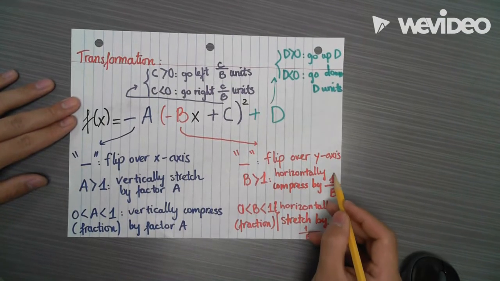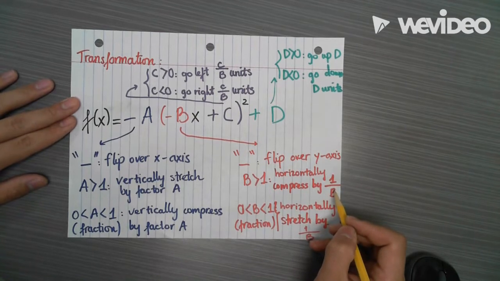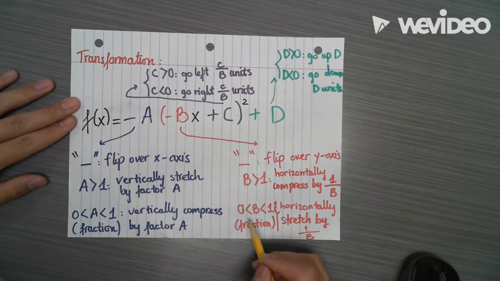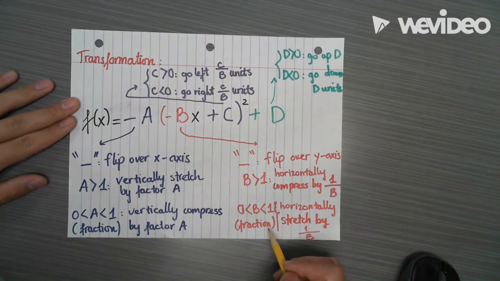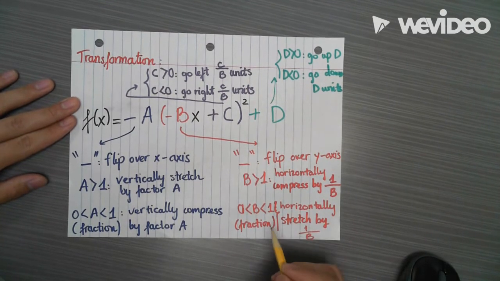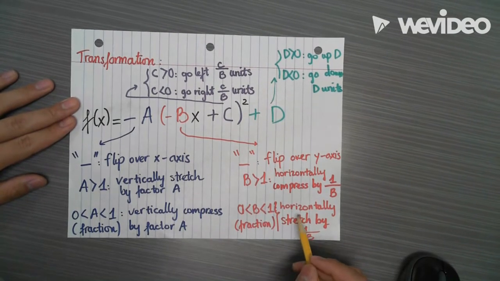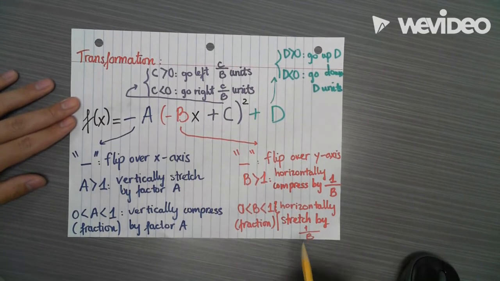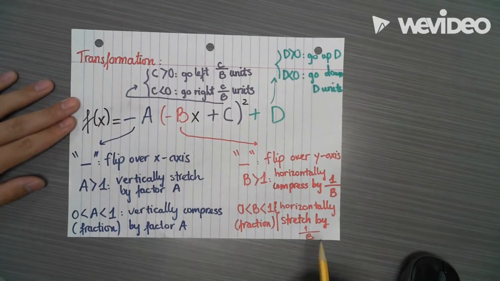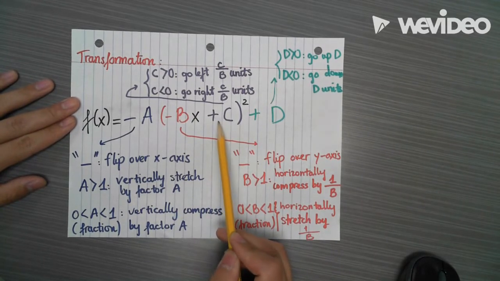I would like you to take a note here. This is compressed by a factor of 1 over b. It's not b. And the last one: if we multiply x by a fraction inside the parentheses, and it's less than 1 but bigger than 0, it will horizontally stretch by a factor of 1 over b. Remember, 1 over b.